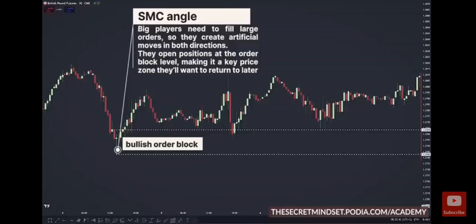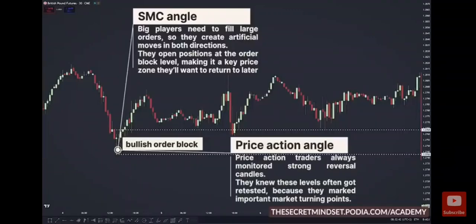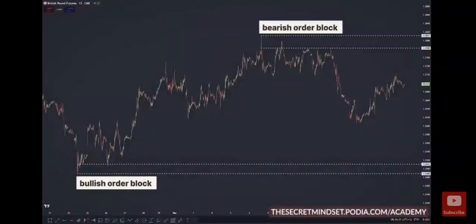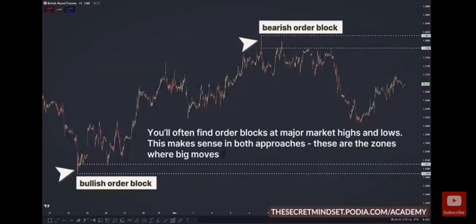In fact, you'll often find order blocks at major market highs and lows. This makes sense in both approaches. These are the zones where big moves start and where trading volume concentrates. Price action traders always watch these areas for potential reversals. The validity rules stay consistent too. Both methods watch how price behaves when it returns to these zones. A true order block, like a strong support or resistance level, should show clear reaction when tested.